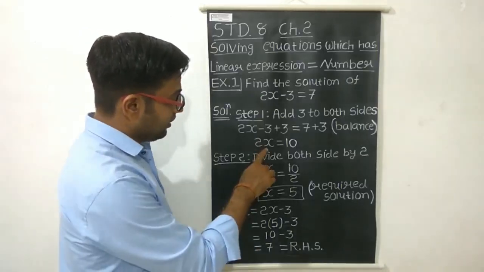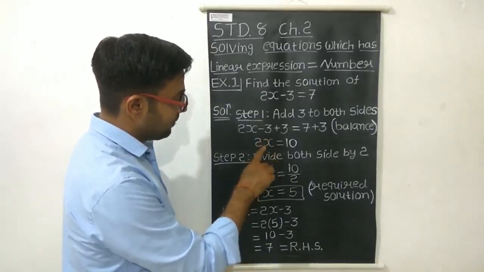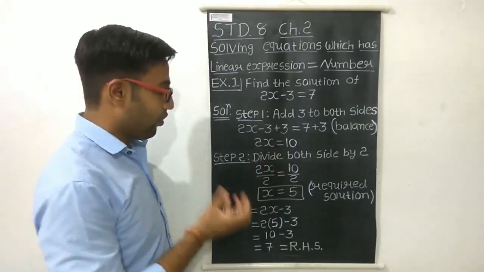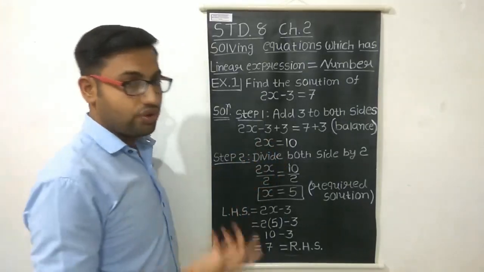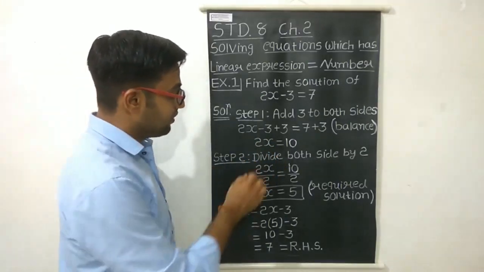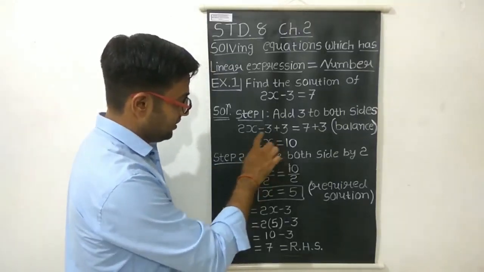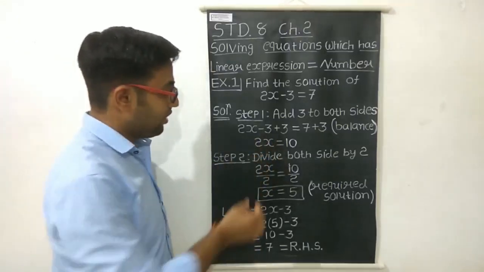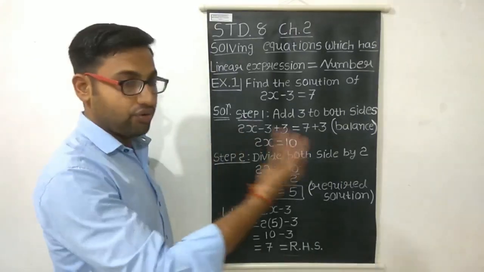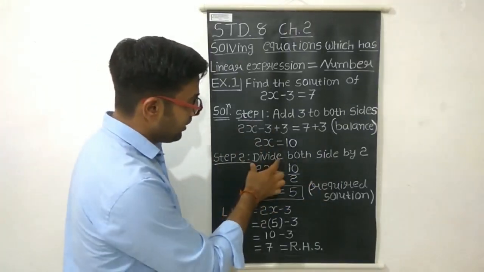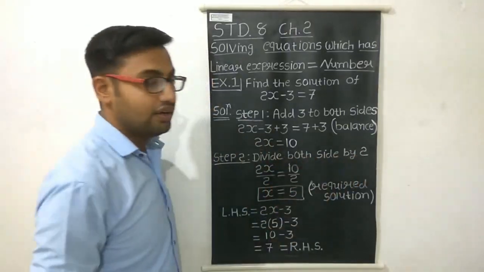Now there is a 2 multiplying x. We want to find the value of x only, so we have to divide by 2. But we cannot divide only the left hand side. We have to divide both sides. So divide both sides by 2.